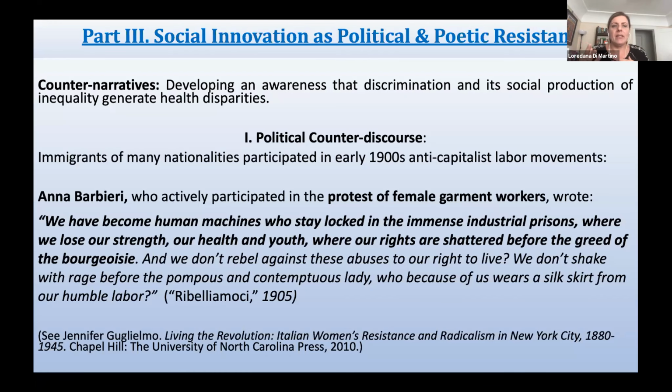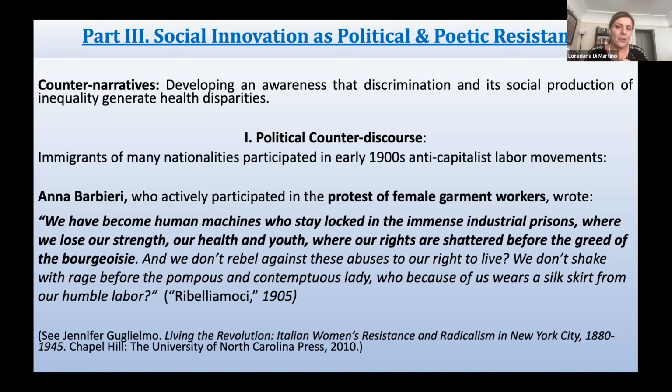And then you have the counter narratives. You have the narratives that really try to promote social innovation in that they're trying to develop an awareness of how it is actually discrimination and its production of inequality at the structural level, whether it be through work or housing, that generates health disparities. And I just want to call attention to the fact that there was a very lively political counter-discourse at this time, whereby immigrants from many different nationalities participated in anti-capitalist labor movements in the early 1900s. A lot of them were also women.